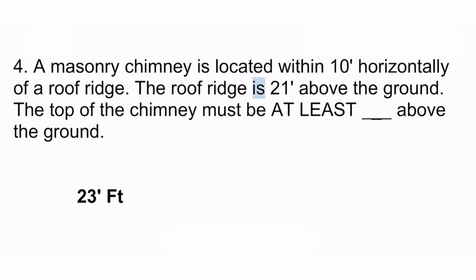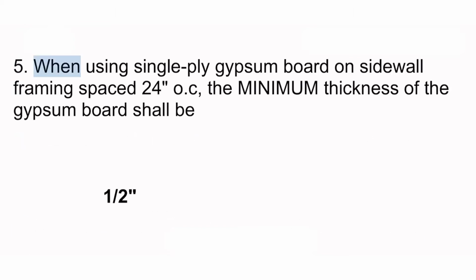The roof ridge is 21 feet above the ground. The top of the chimney must be at least how many feet above the ground? 23 ft. 5. When using single-ply gypsum board on sidewall framing spaced 24 OC, the minimum thickness of the gypsum board shall be 1/2.